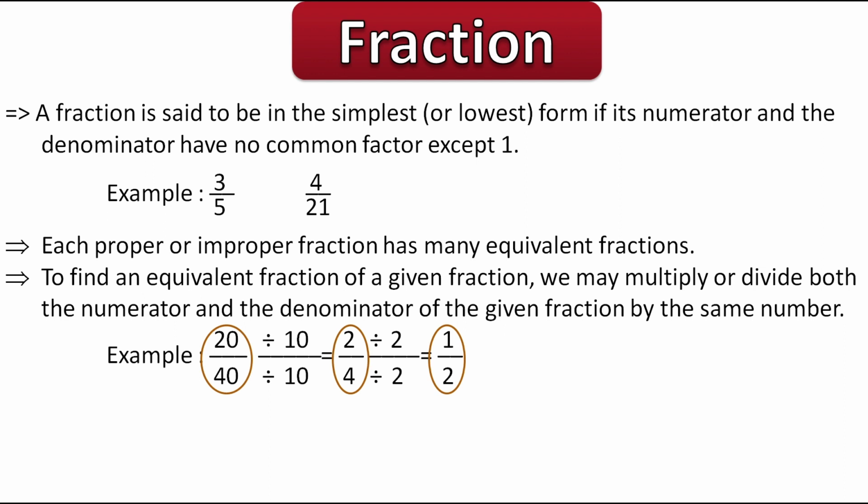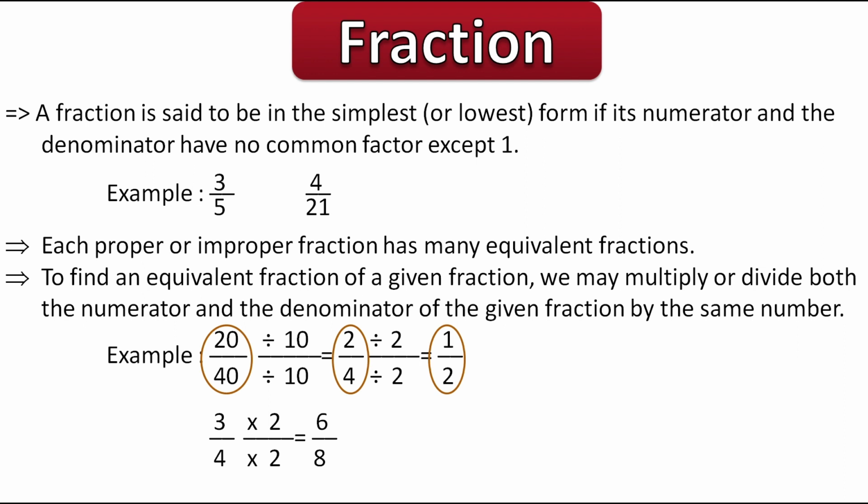Okay. Now I'll take one more example, 3 upon 4. Here 3 and 4 can't be divided by any number. So to find an equivalent of this, we have to multiply. We can multiply it with any number. I am multiplying it with 2. So I got the answer 6 upon 8. As you all know, 3 2s are 6 and 4 2s are 8. So I got 6 upon 8.